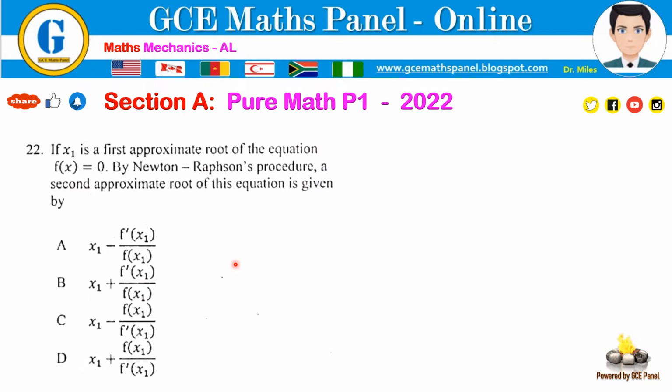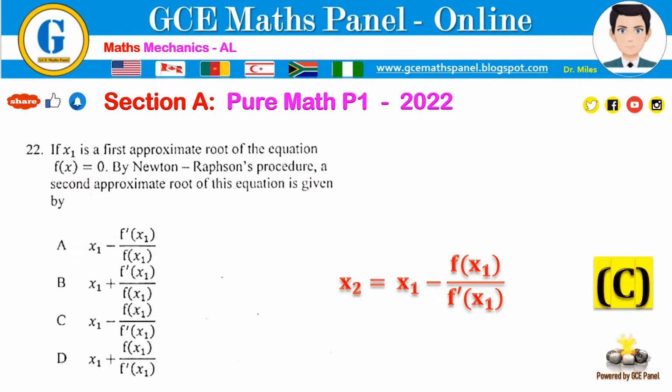Question 22. If x1 is a first approximate root of the equation f of x equals 0, then by the Newton-Raphson procedure, a second approximate root of this equation is given by x2 equal to x1 minus f of x1 over f prime of x1. Okay, so for the first approximate root we don't usually use x0, but here they've given x1, so we use it. So our key here is C.